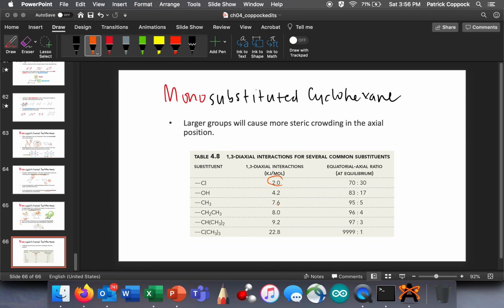If there's a methyl, it's 7.6. Makes the ratio 95% equatorial. If it's ethyl, it's 96% equatorial. If it's isopropyl, it's 97%. And if it's tert-butyl, it's 1,000 to 1. Wow. Okay, so we've been introduced now to cyclohexanes, how to draw them. We've considered monosubstituted cyclohexanes. I bet you can guess what's next.